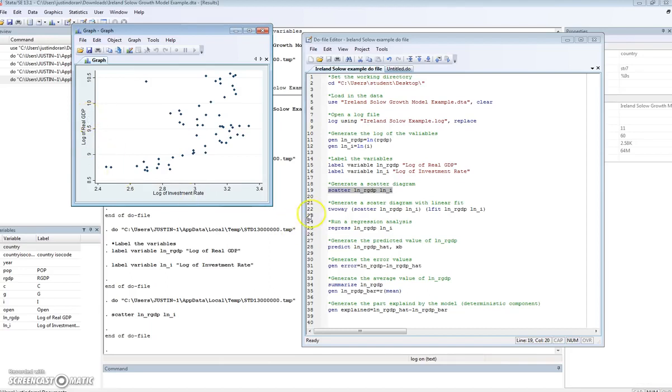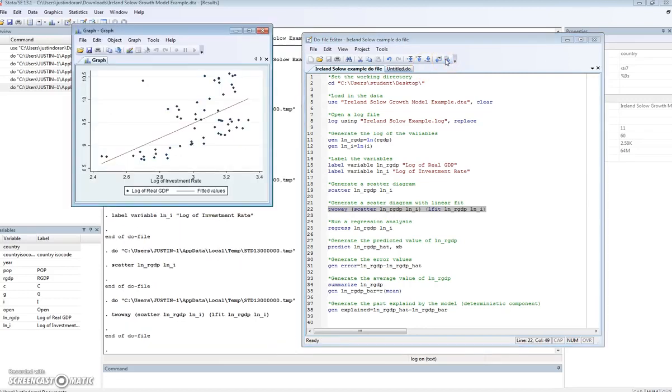What we can also do, using the twoway command, is again run a scatter diagram, but have a linear fit model overlaid over this. So we can have our straight linear fit model, and this is our line of best fit or regression line. We can see again this positive relationship, with the linear fit line being upward sloping from left to right, indicating a positive relationship.